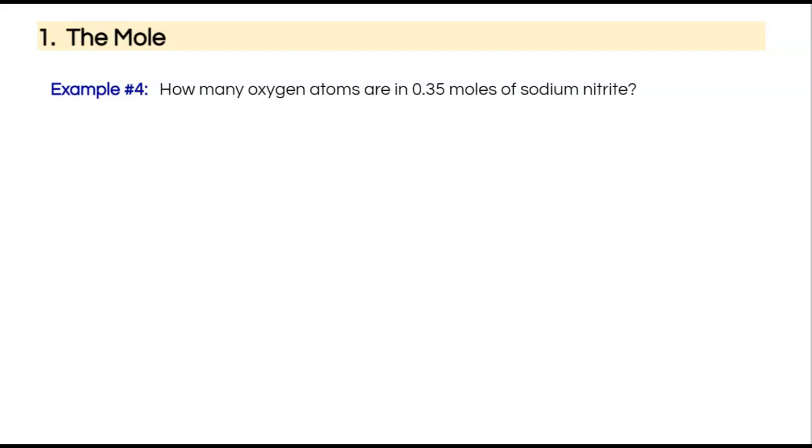In this example, it says how many oxygen atoms are in 0.35 moles of sodium nitrite? You can see there's a dependence on you knowing what sodium nitrite is. Just to make life simpler in this video, I'm going to give you that formula, but it's well worth investing some time in knowing your nomenclature, chemical naming, to help you out with these mole problems. Sodium nitrite has the formula NaNO2. Pause the video, give this question a try, and then resume when you're ready to take it up.